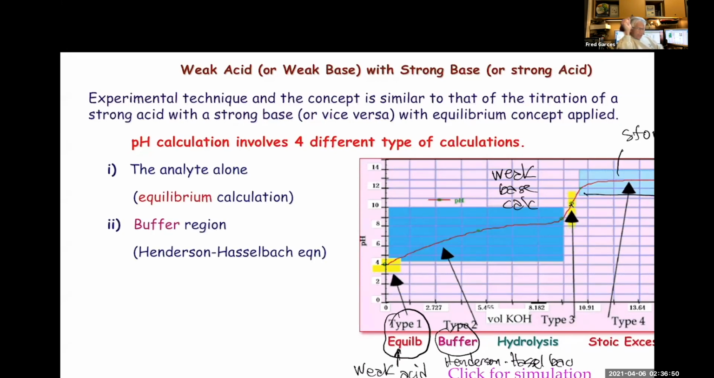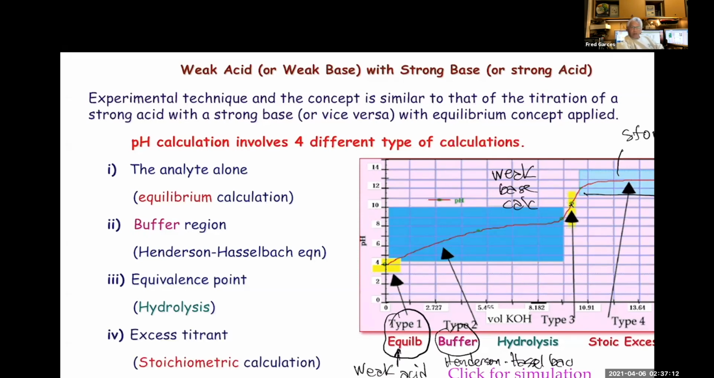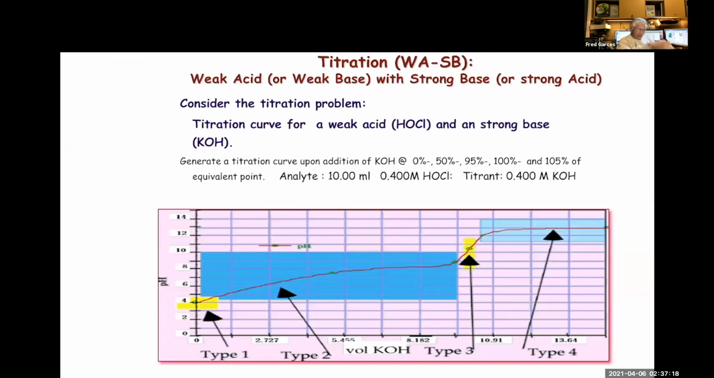Analyte alone, weak acid. Buffer region, because you're forming conjugate pairs. Once you add the base, you're forming its conjugate. That's a buffer. Equivalence point, all the acid is converted to its conjugate. That conjugate is now the base. It's going to be a weak base calculation. It's a Kb calculation. And then stoichiometry, whatever excess hydroxide you have. Okay. So this is basically it.